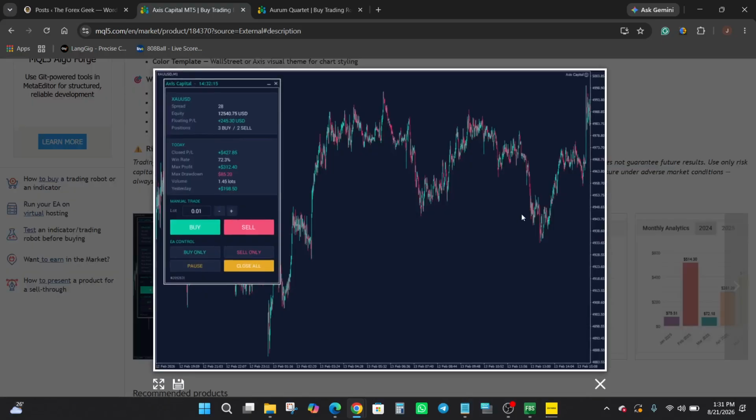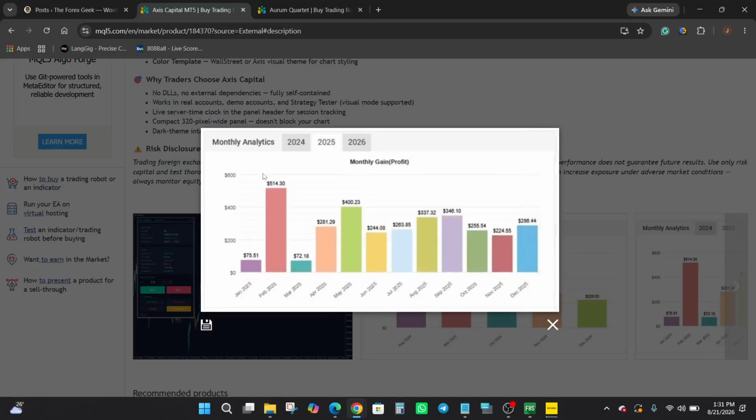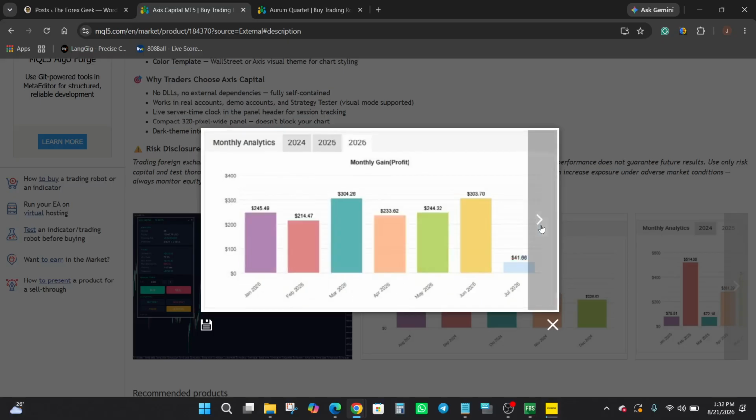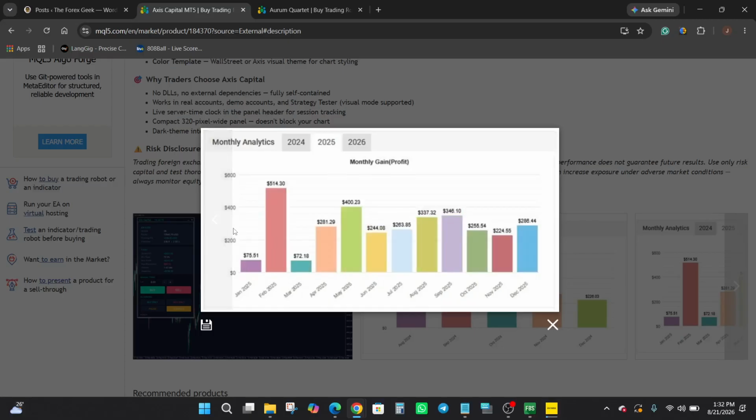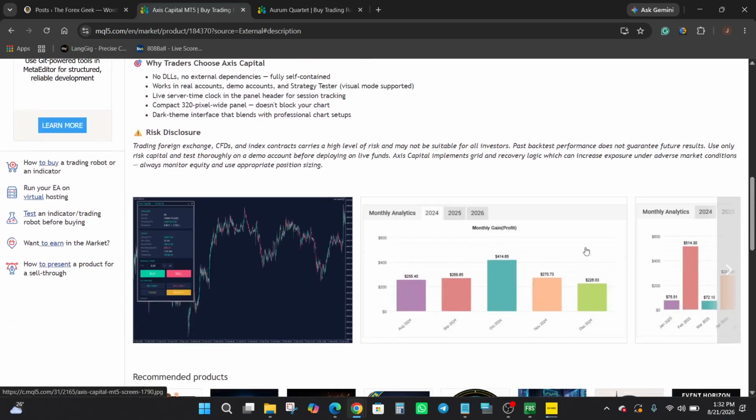But from these images here, I can see that some monthly analytics were provided. You can see August 2024, September, October, November, December, all 2024, and then this is the 2025 info, and then we have the 2026 info here. So basically, this seems to be showing the monthly gains. But we don't have a detailed backtest report actually displayed here.